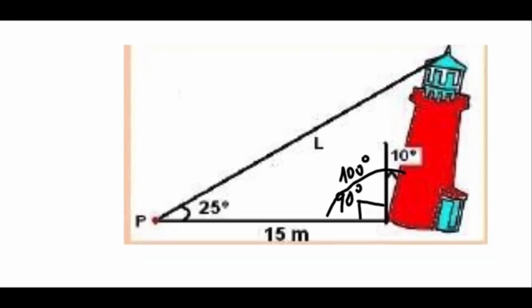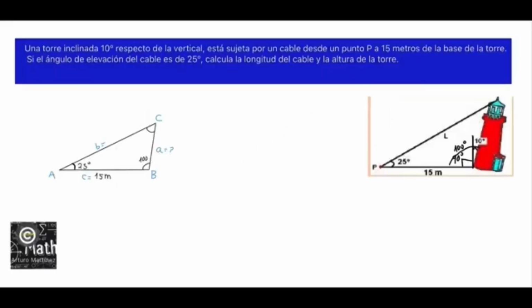When transcribing the triangle that is formed between the tower, the ground, and the cable that holds it, it is as follows. We know the angle A, we know the angle B, we do not know the angle C, and we know the length of the ground, which is 15 meters. We are going to find the angle C. Remembering that the sum of the internal angles of a triangle is 180, if we subtract 25 from 180 and we subtract 100, it will give us the value of the angle C.